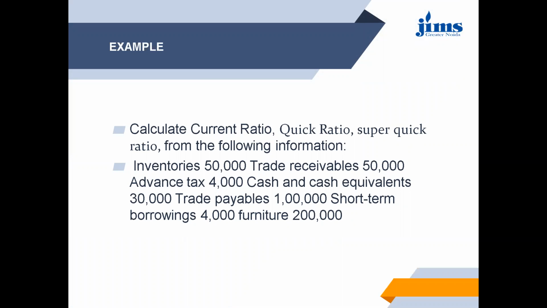Now, an example is that we have to calculate current ratio, quick ratio, and super quick ratio from the following information. Inventories are given 50,000, trade receivables are 50,000 rupees, advance tax is 4,000, cash and cash equivalents is 30,000, trade payables is given rupees 1 lakh, short term borrowings as 4,000 rupees, and furniture as 2 lakh rupees. Now, based on this information, we have to calculate the liquidity ratio.